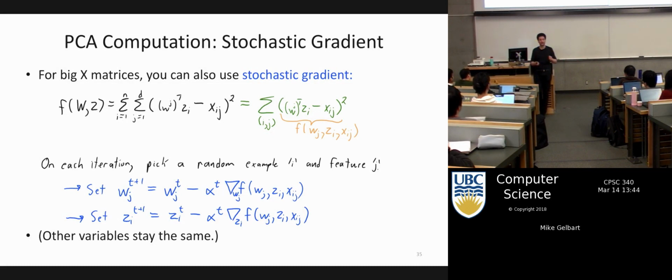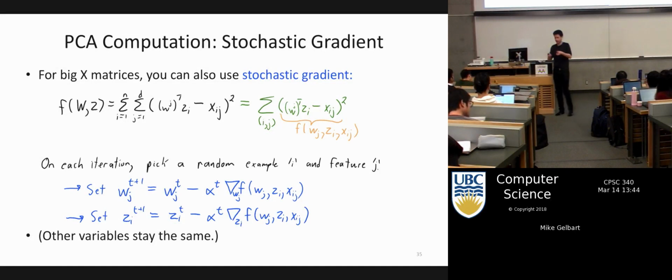And now not all my parameters actually influence that value. So the gradient with respect to all the other z's, all the other rows of z, for example, those gradients are just 0 because those z's have nothing to do with this point. So another way of saying it is that I only need to update the particular row of z and the particular column of w.